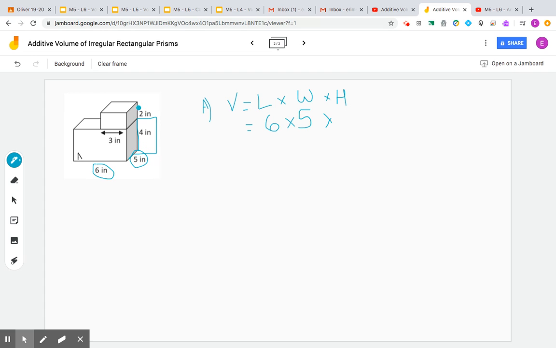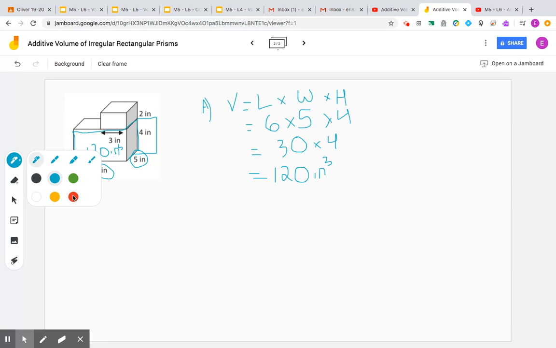The structure on top has that extra little height to it, but this height of this prism is only 4 inches. And now we multiply. 6 times 5 is 30 times 4. I know 3 times 4 is 12, but it's 30, not 3. So you're not going to have that 0 at the end because every digit gets moved up a place. So the volume of the structure is 120 inches cubed. But that's not the entire volume because we still need to find the volume of this top structure.